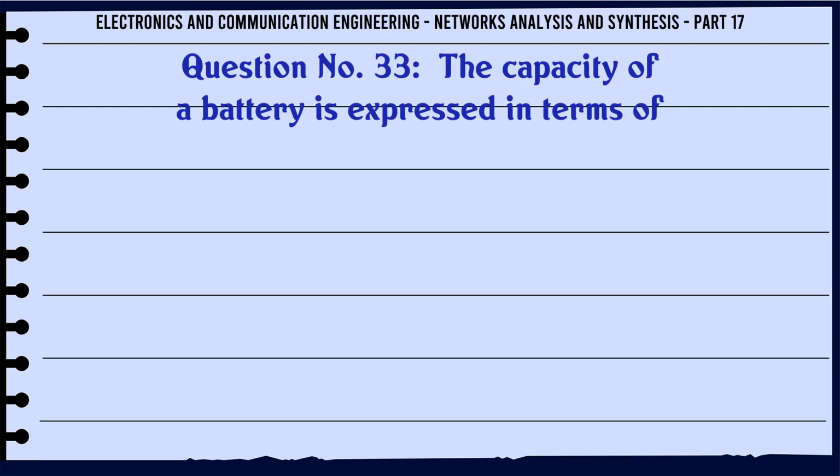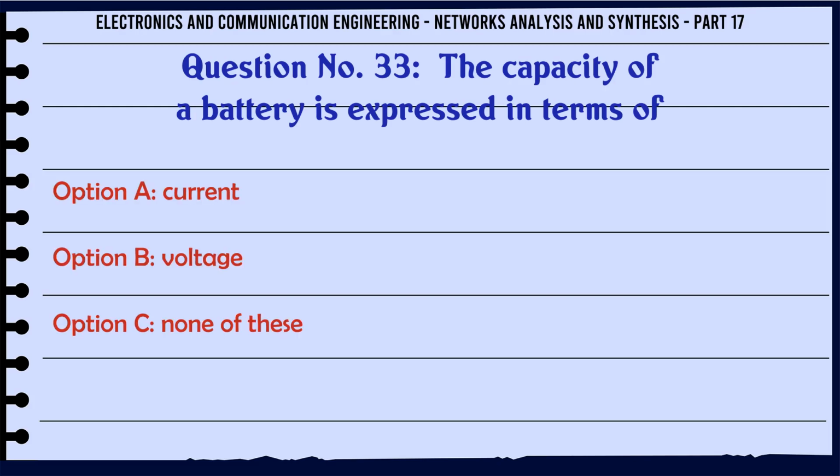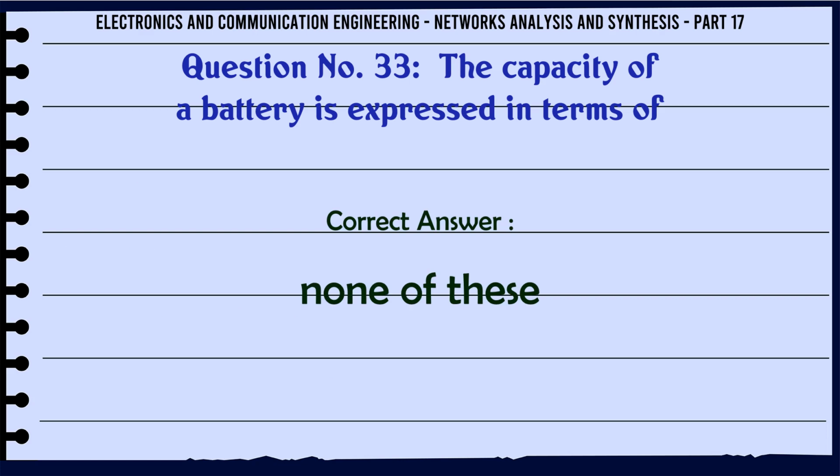The capacity of a battery is expressed in terms of A. Current, B. Voltage, C. None of these, D. Current and voltage. The correct answer is none of these.